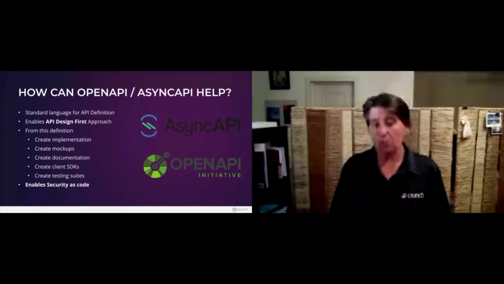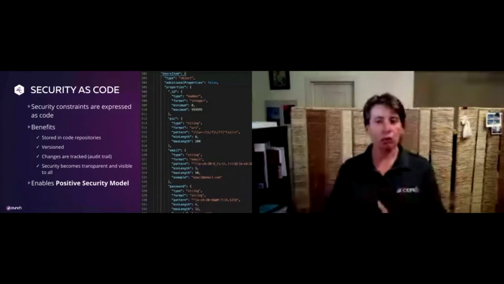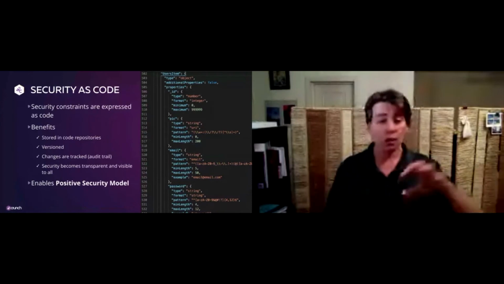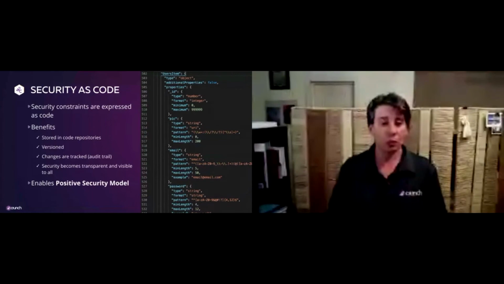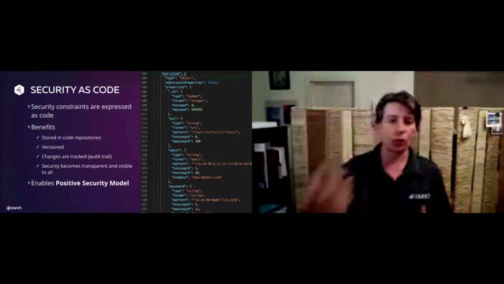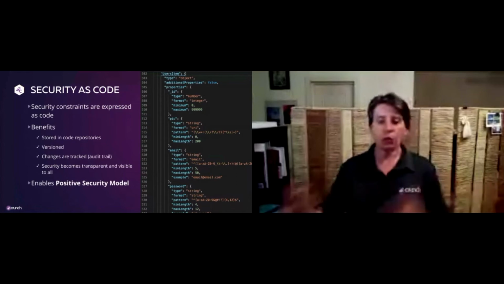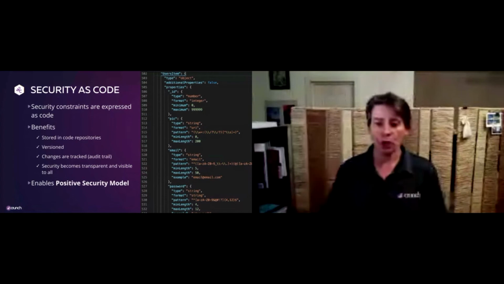And maybe even more importantly, from a security standpoint, enable an approach that we call security as code. What does that mean? That means that we can express the constraints around our data and around those potential vulnerabilities using OpenAPI. A static definition of something allows you to put that in the code repo. You can track the changes. You can track who has added an operation, removed something.